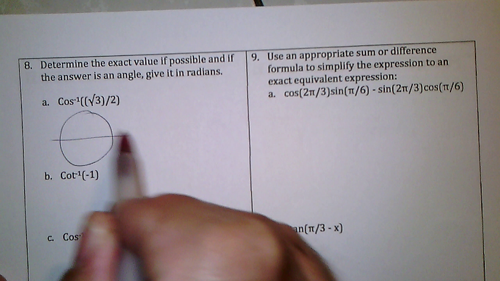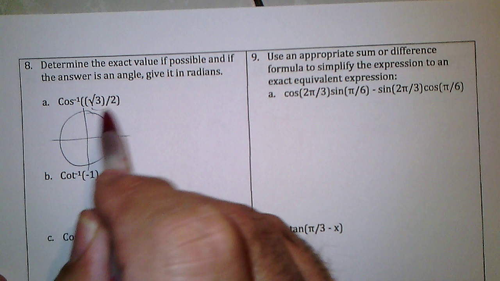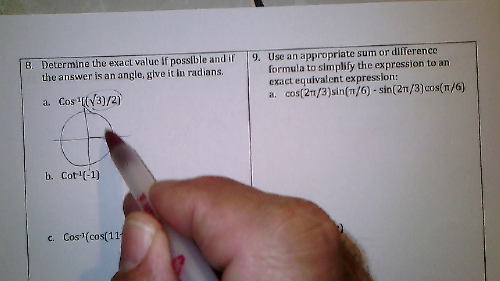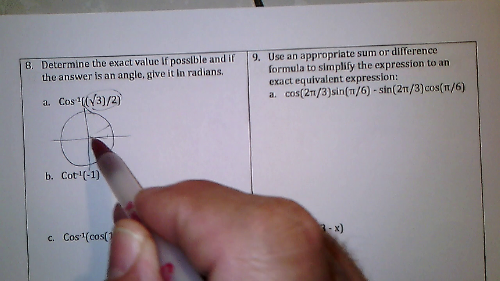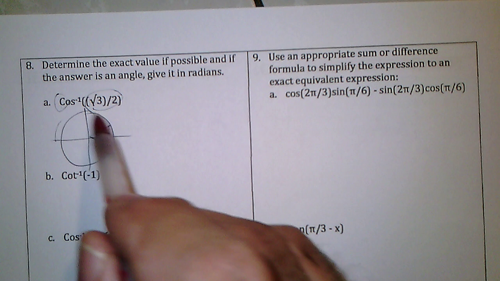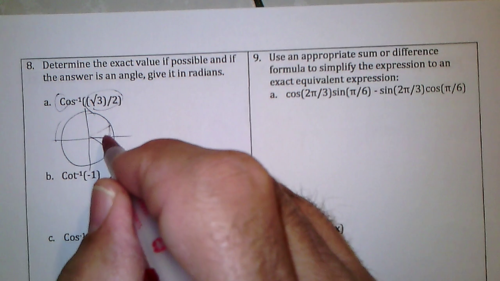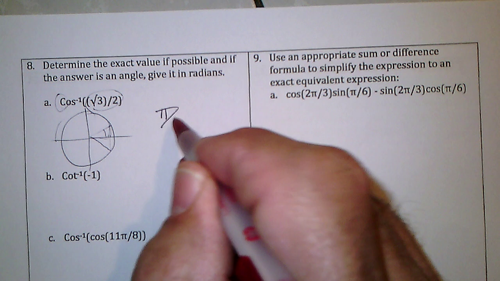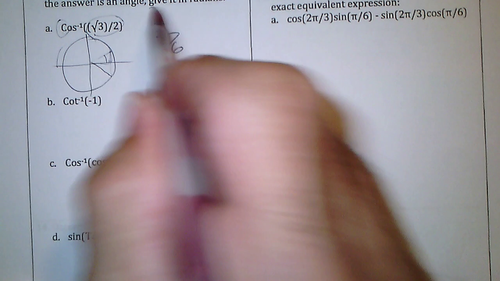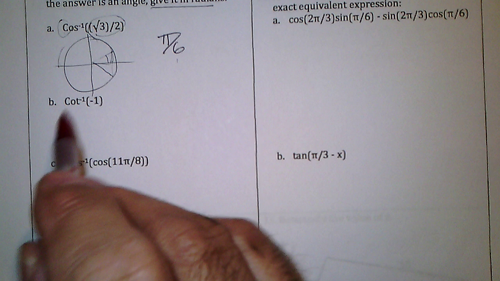So square root of 3 over 2 is a special angle. Square root of 3 over 2 for cosine is over here, either at that one or that one, but we're supposed to do capital, which is in the first and second quadrant. So that would be pi over 6, in radians, so that's correct.